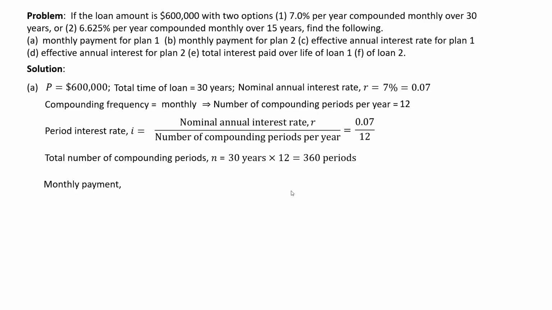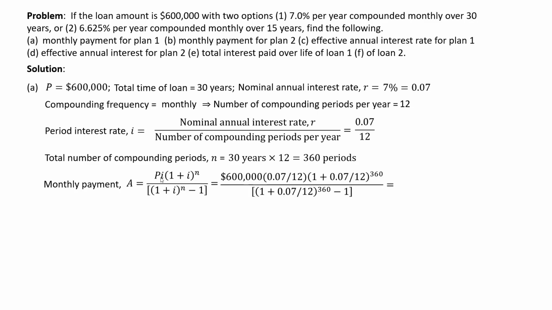Okay. Monthly payment. That's what we need to figure out. Now, we know P and we need to find A. So we'll invert the formula that we know and say A equals P times I times (1 plus I) to the n over this. When you plug and chug, for I I am plugging 0.07 over 12, and n is 360. When you do this, you get $3,991.82. So you are pretty much paying $4,000 every month for 30 years.